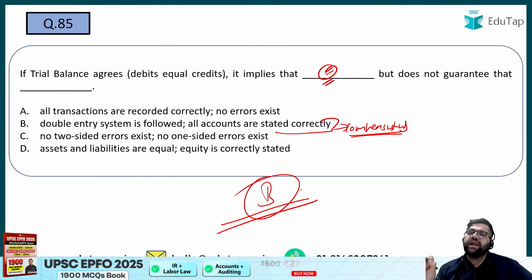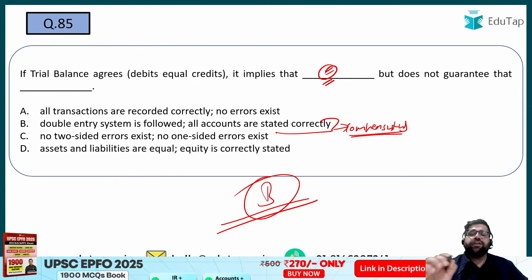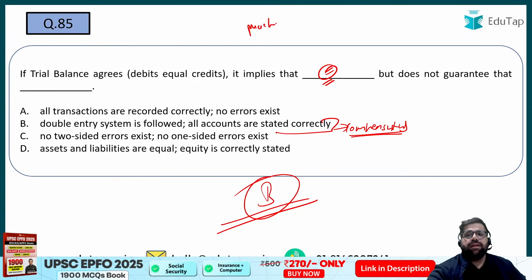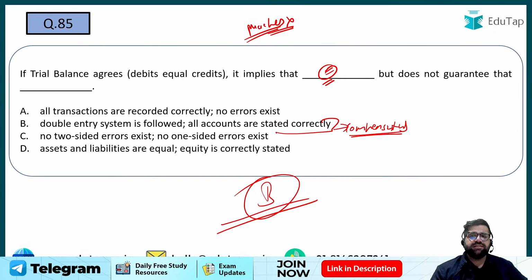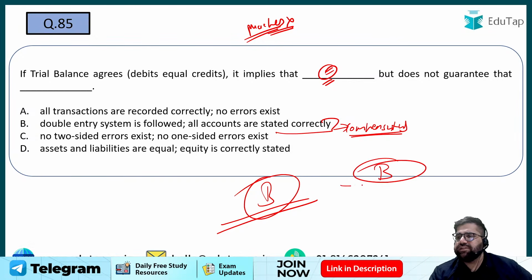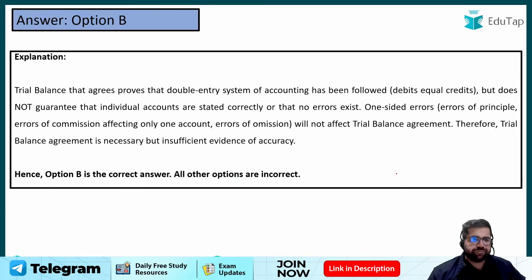Right? Even if your trial balance matches, it does not mean that your business has no errors. It might have some errors. Therefore, the correct answer is option number B.